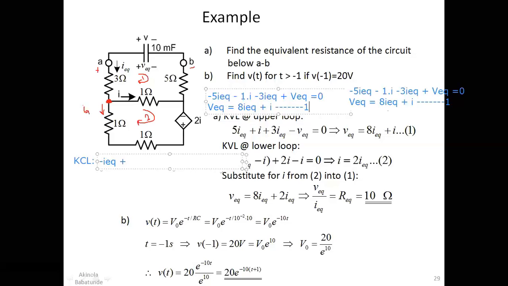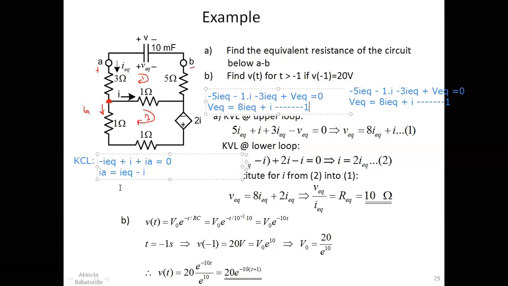Because I is leaving that particular node, plus I, and then what else do we have? Now IA is also leaving the node, so that is going to be plus IA, isn't it? Plus IA. Okay, so you have plus IA. In this particular case, everything has to be equal to 0. So we are looking for IA. We can easily say that our IA would be equal to IEQ minus I. So this becomes our IA.